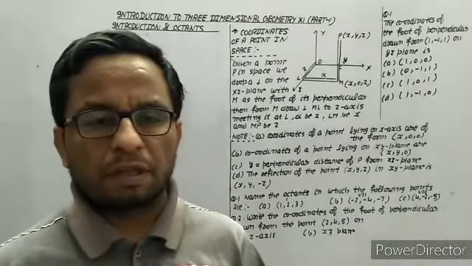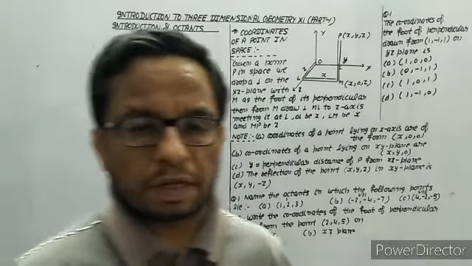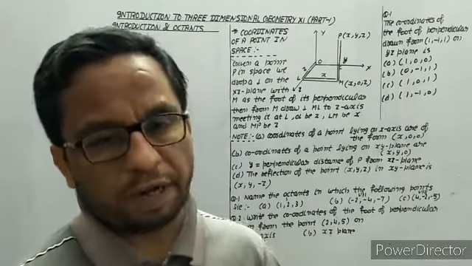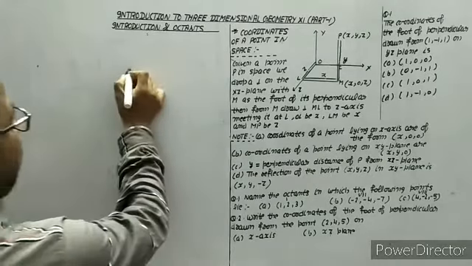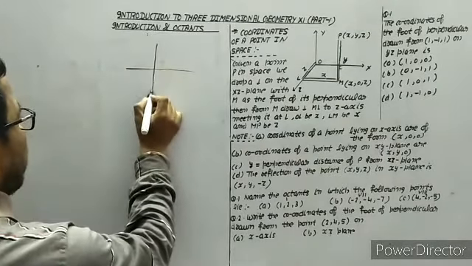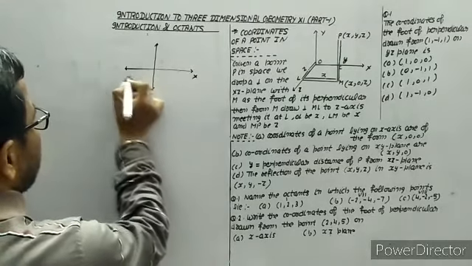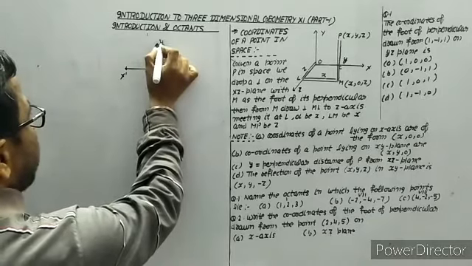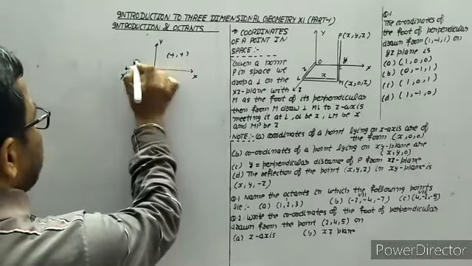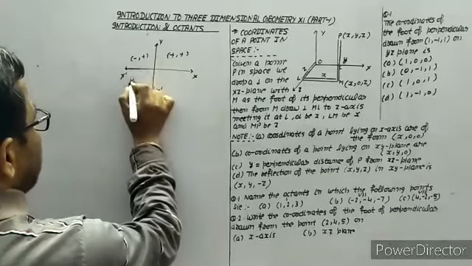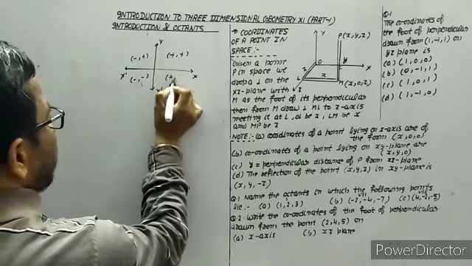Hello everyone. In this part 1 of Introduction to Three-Dimensional Geometry, we will discuss the introduction and the octants. So let's start with the simple concept. If we take two perpendicular lines, then we know very well it will divide the plane into four parts, and each part is known as a quadrant. The sign convention for this is plus plus, minus plus, minus minus, and plus minus.